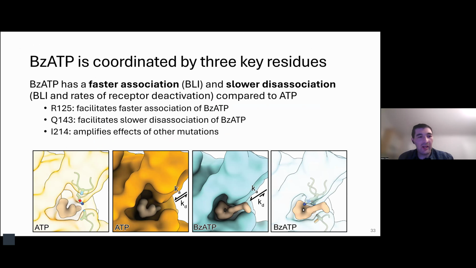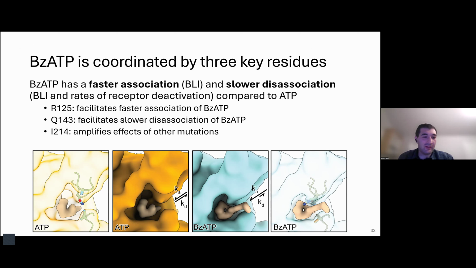So in this part of the talk, I've hopefully been able to convince you that BZ-ATP has a faster association and a slower dissociation compared to ATP. And after performing and analyzing all combinatorial sets of mutations, we're able to conclude that arginine 125 seems to facilitate faster association of BZ-ATP to the receptor. Glutamine 143 seems to facilitate a slower dissociation of BZ-ATP from the receptor. And isoleucine seems to amplify the effects of other mutations.